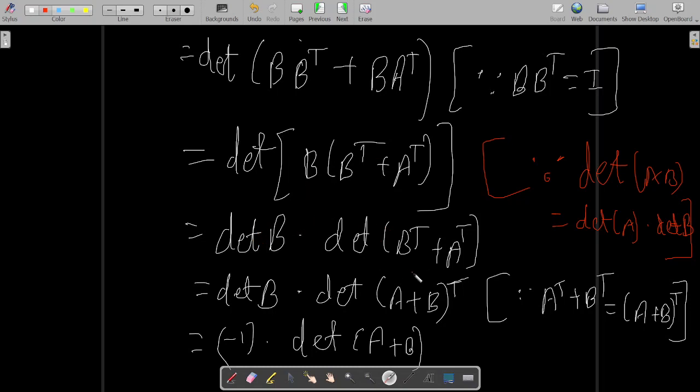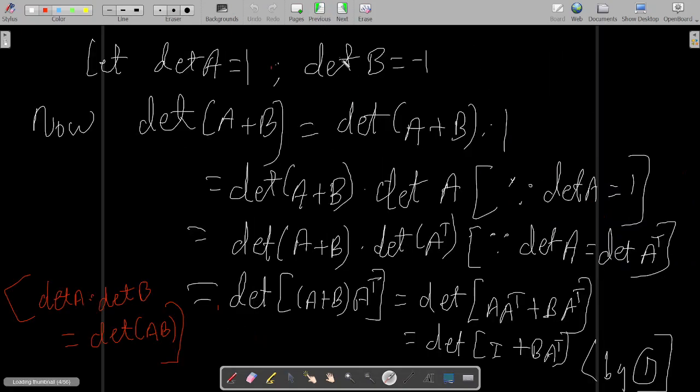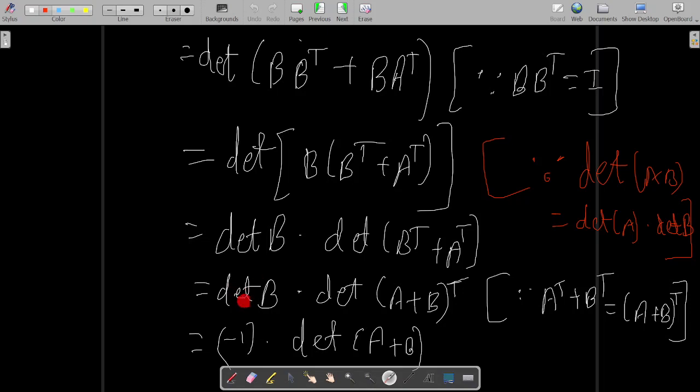So now we know this property that A transpose plus B transpose is equal to AB whole transpose. So B transpose plus A transpose, so AB whole transpose will be there. And now determinant of B is equal to -1, as we have already seen in the previous thing. So instead of determinant of B, I wrote -1 over here. And A plus B whole transpose becomes equal to A plus B. Okay. So -1 into determinant of A plus B.